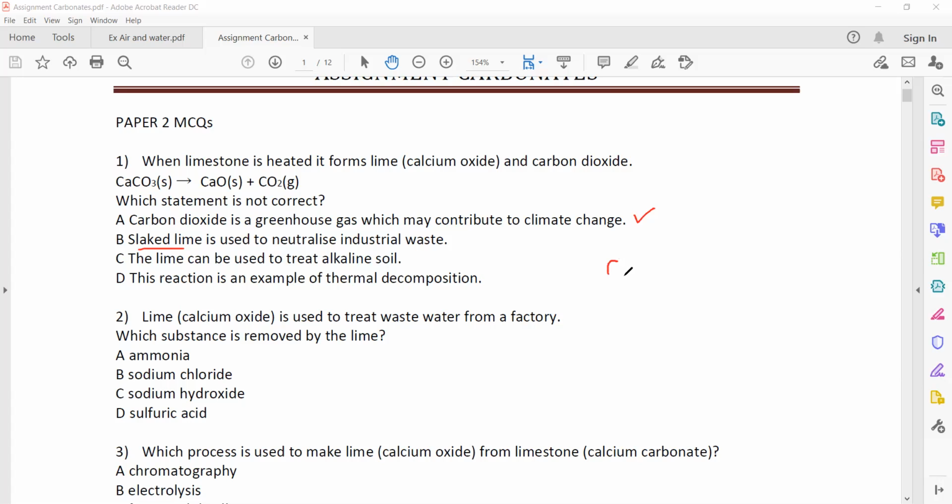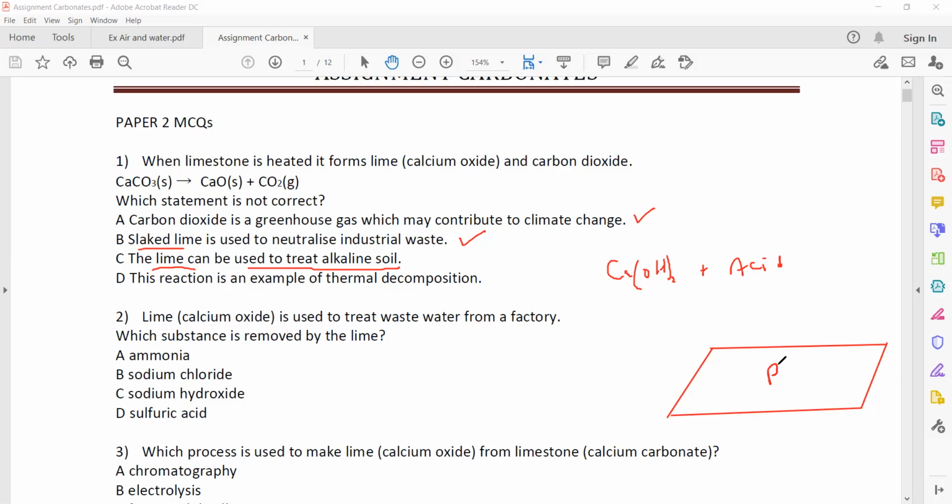Slake lime, lime water, calcium oxide, they can be used because they are hydroxides. Like what is slake lime? Slake lime is calcium hydroxide. So calcium hydroxide can react with acid and it can neutralize that acid. So this statement is also true. It can neutralize the industrial waste. But if you check statement C, lime can be used to treat alkaline soil. Like if the soil is alkaline, how will the lime react? For example, there's a field which has an alkaline soil.